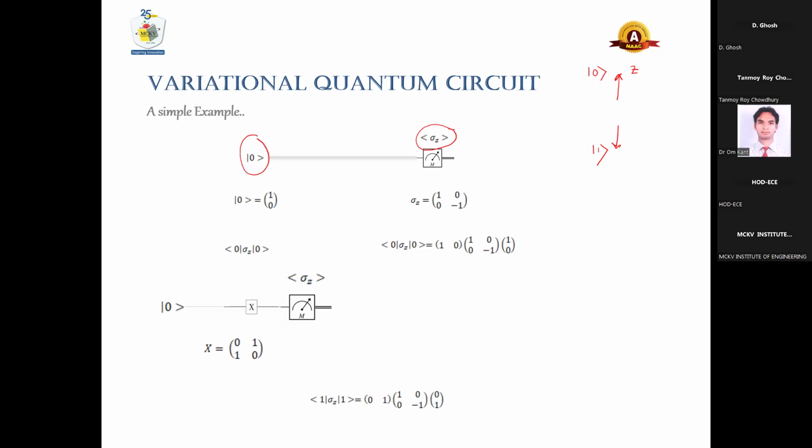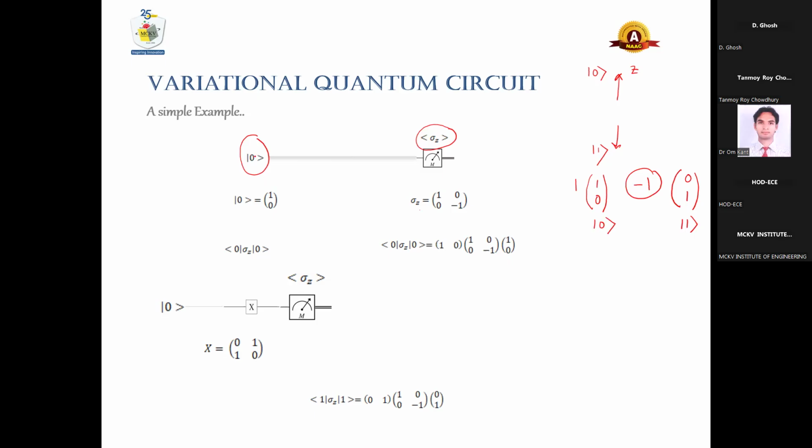along the z-axis. So remember, sigma z is this matrix. And if you look at this matrix, it has two eigenvalues, 1 and -1. And what are the eigenvectors? Corresponding to 1, it is (1, 0), that is ket 0. And corresponding to -1, it is (0, 1), that is ket 1. So this is sigma z.